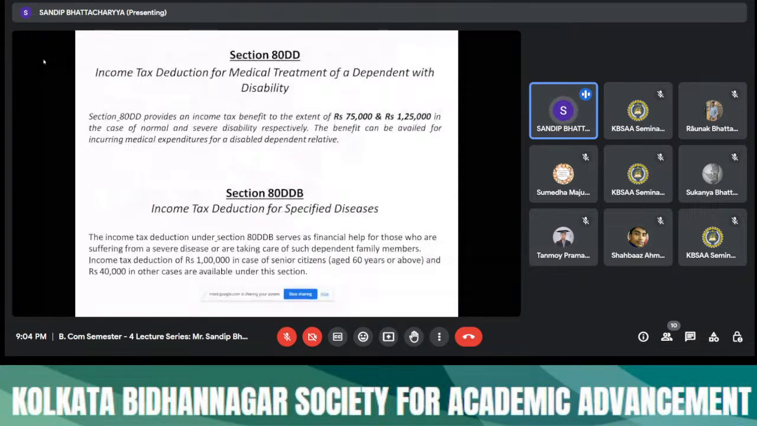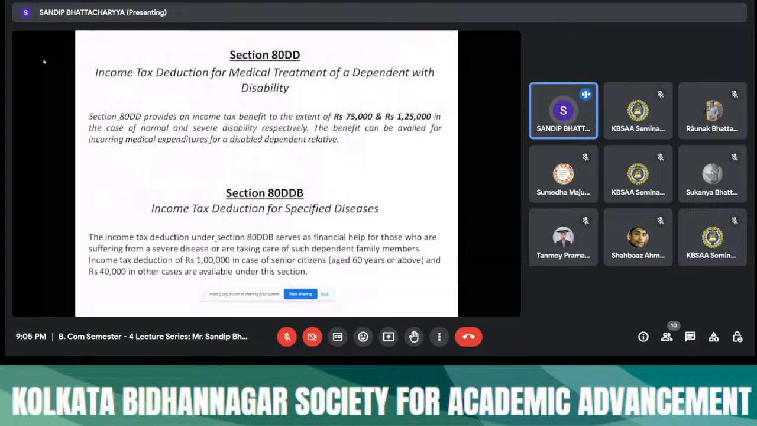নেক্সট আন্ডার সেকশন 80DD। 80DD তে কি বলছে? 80DD, that is person with disability. 80DD person with disability. 75,000 is for the normal citizen, that is below senior citizen, and the senior citizen is 1,25,000. Suppose if your family is having one person who is a differently abled person, but remember, person with disability is in your family, not yourself. If it is yourself, then it will move to under section 80U.